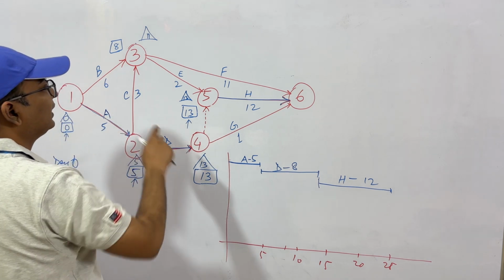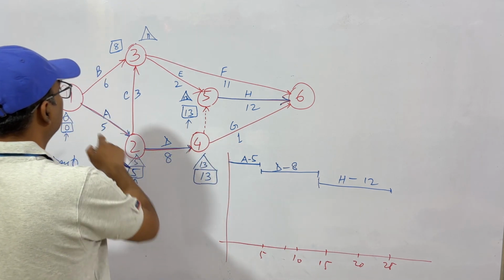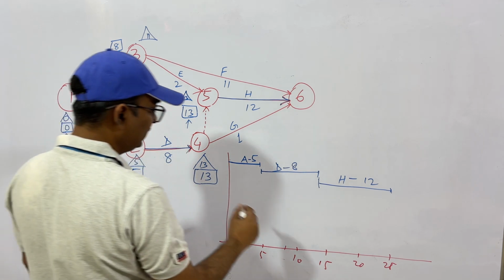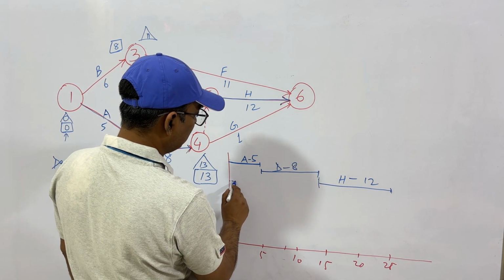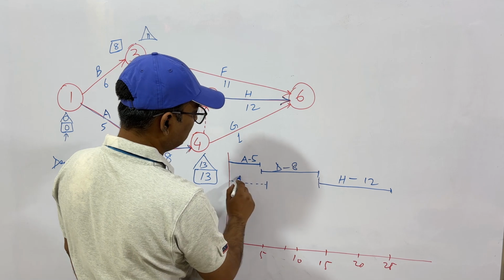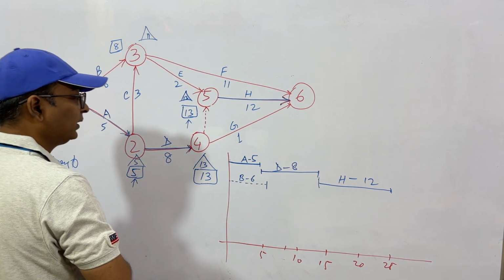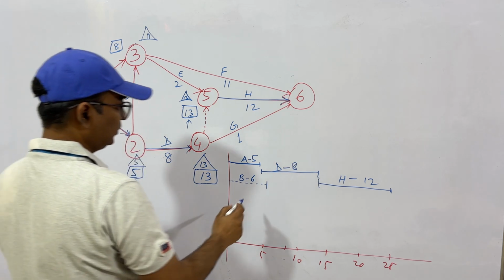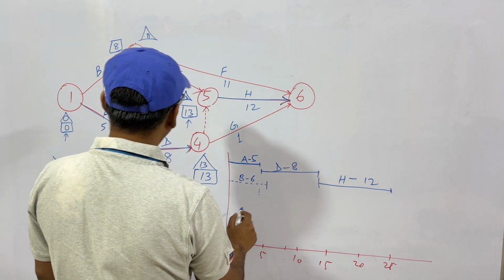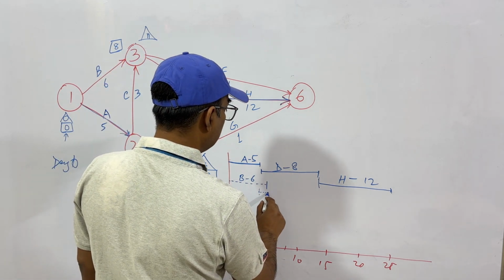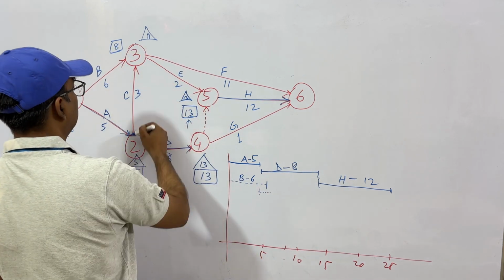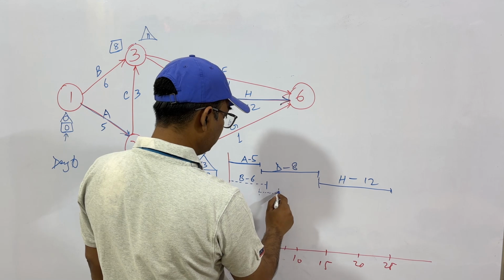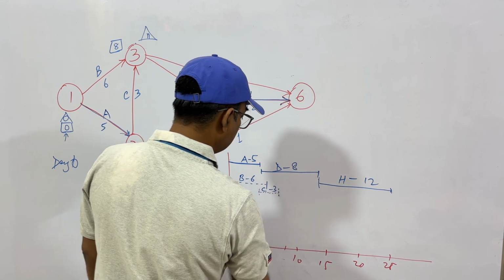Now, non-critical activities, we use dashed lines. We can start this at day 0, activity B. So we'll start this like this, dotted line, 6. This is B, 6. Okay. When A is complete, then we can go for C, which will take 3 days. C will take 3 days, and we have to complete it by 8th day.